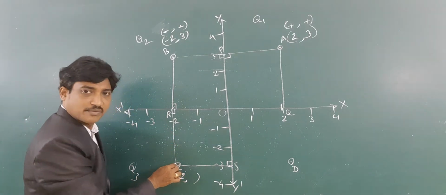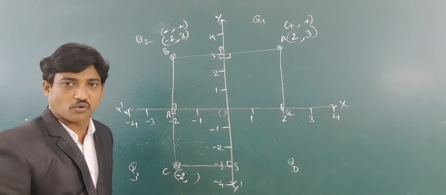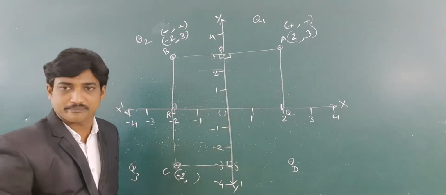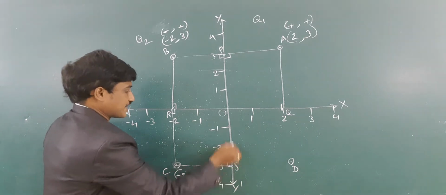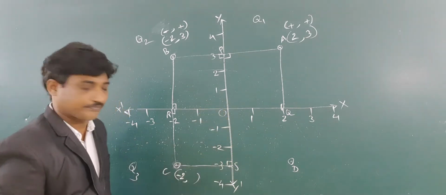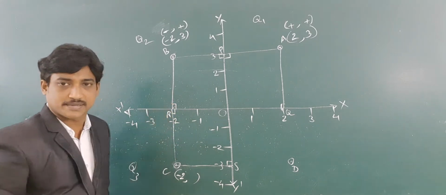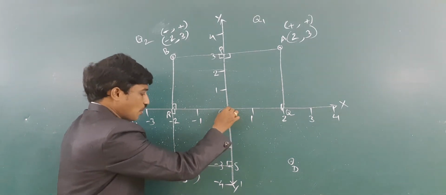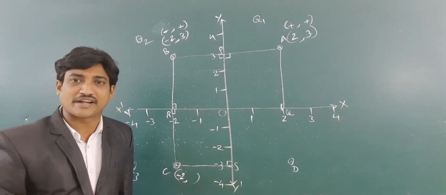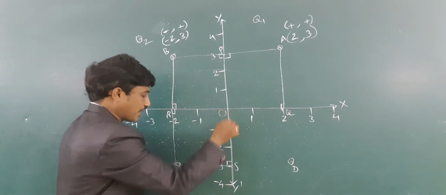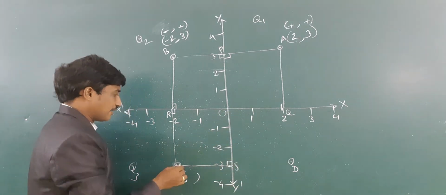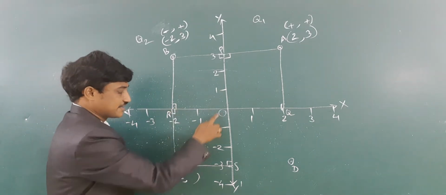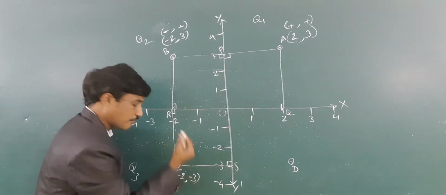Next, the perpendicular distance from the given point to the x-axis is the y coordinate, that is CR. The distance CR and SO is the same. As SO is 3 units, CR is also 3 units, but RC is along the line parallel to the negative y-axis, so this distance will be taken as negative. RC is 3 units with a negative sign, that is minus 3.